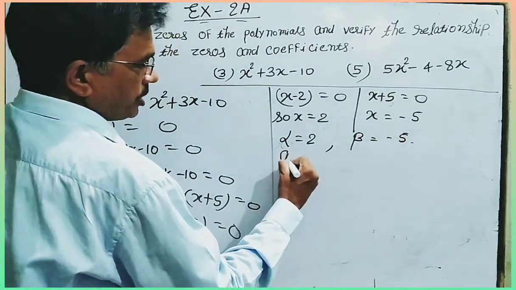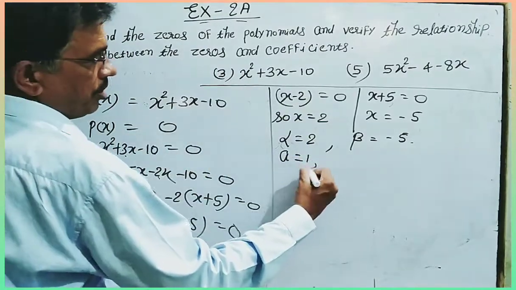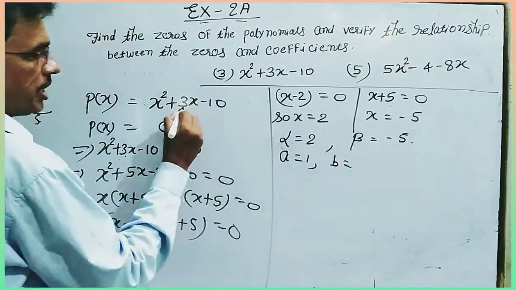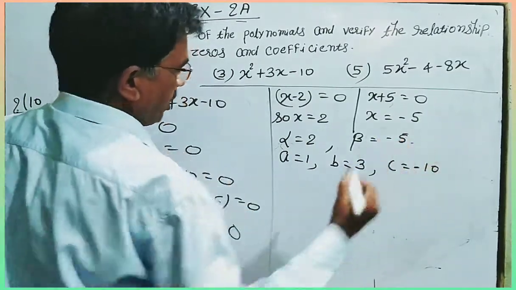Now write their coefficients. What is A? A is the coefficient of x square, that is 1. What is B? Coefficient of x, that is 3. And C is the constant term, that is minus 10.